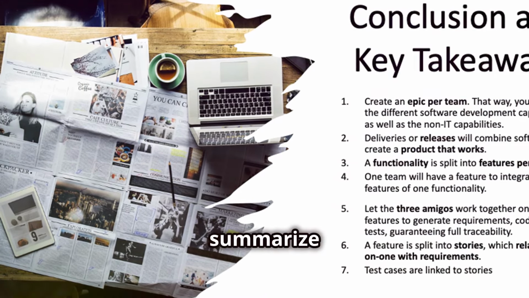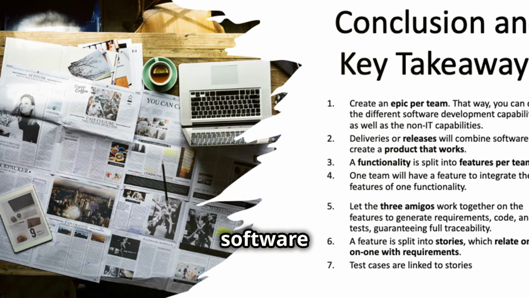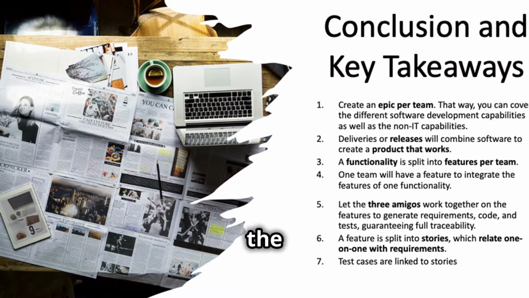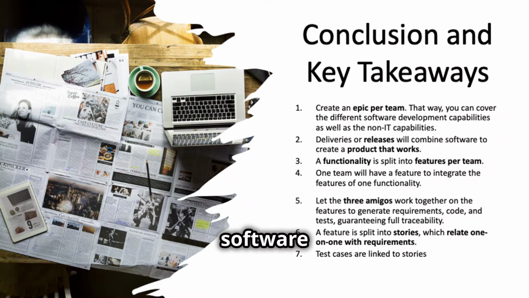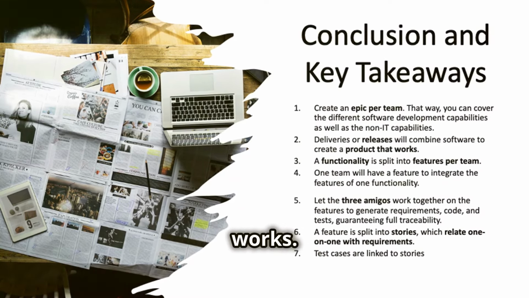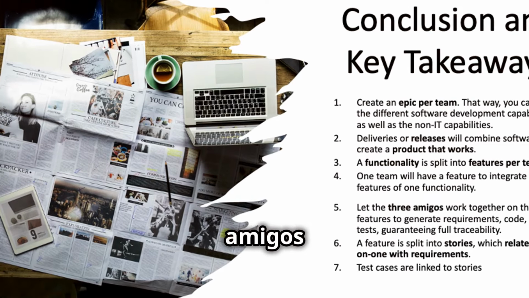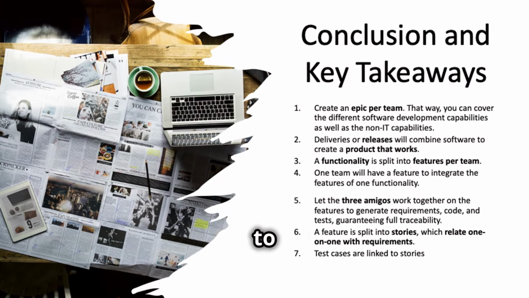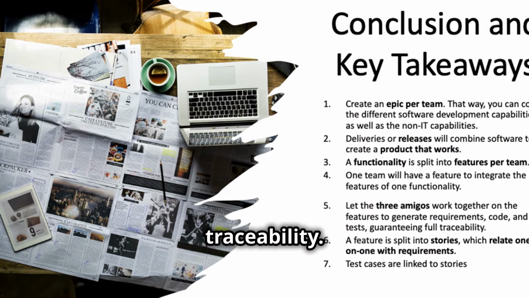To summarize, create an epic per team. That way, you cover the different software development capabilities, but also the non-IT capabilities. Deliveries or releases will combine software to create a product that works. A functionality is split into features per team. Let the Three Amigos work together on the features to generate requirements, code, and tests, guaranteeing full traceability.